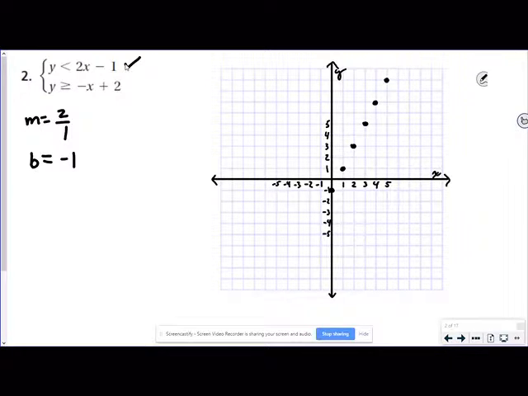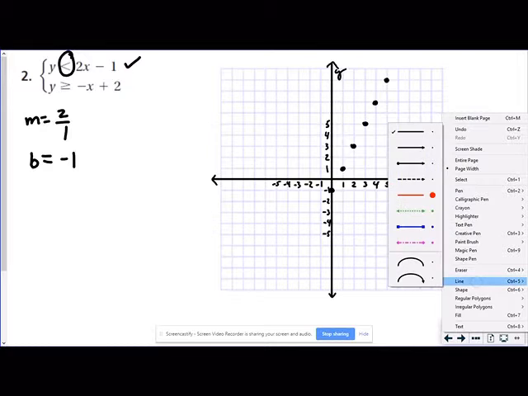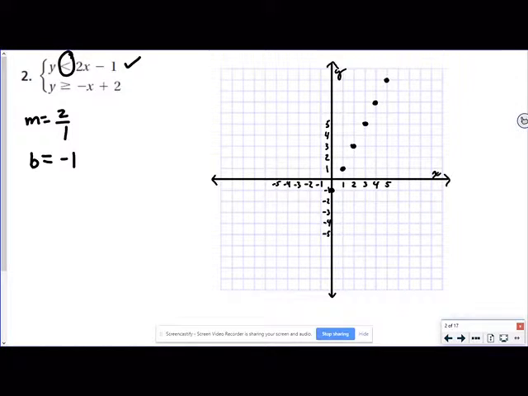Now this sign right here does not have a bar underneath it. That means we have to have a dashed or broken line. I'm going to create my broken line here. I am going to label. And with all inequalities, we need to shade.